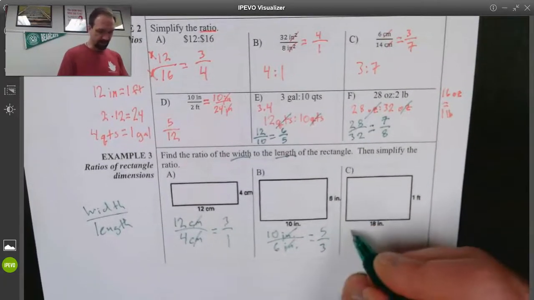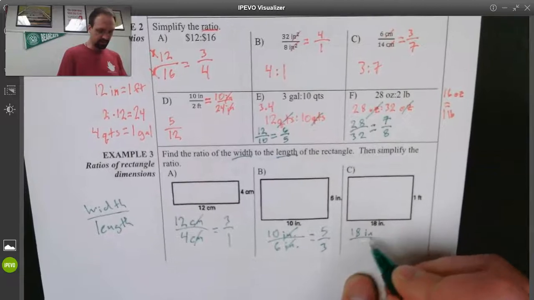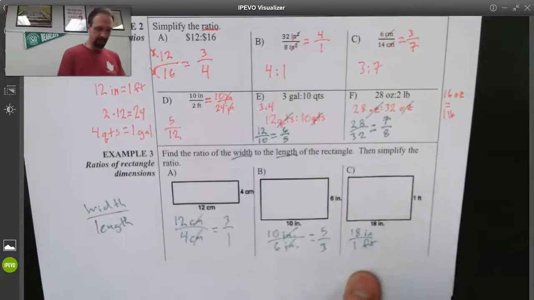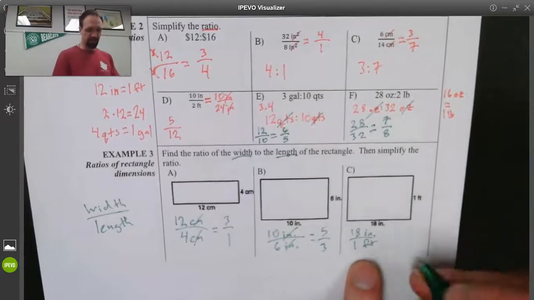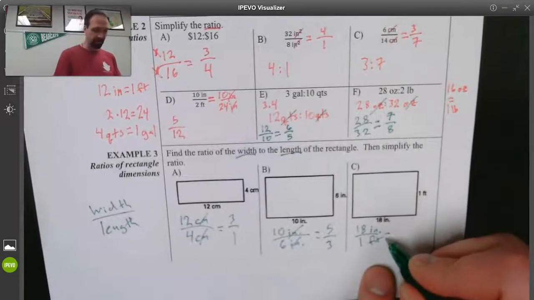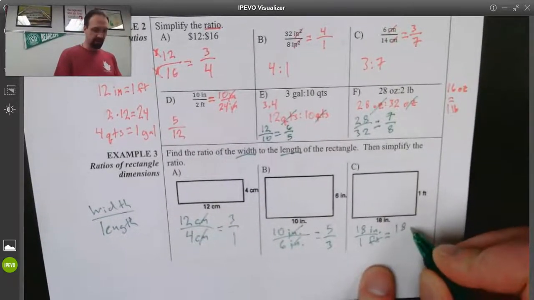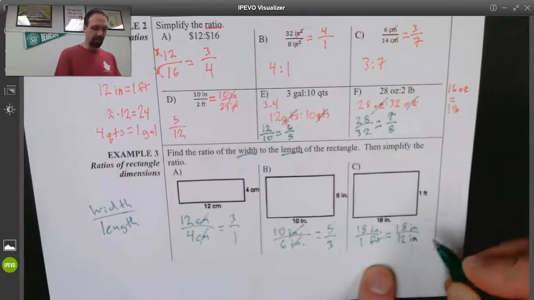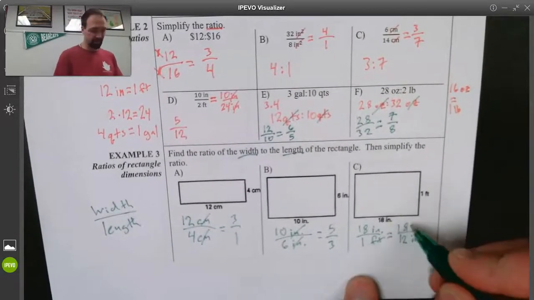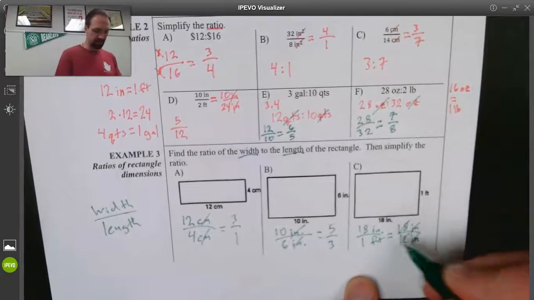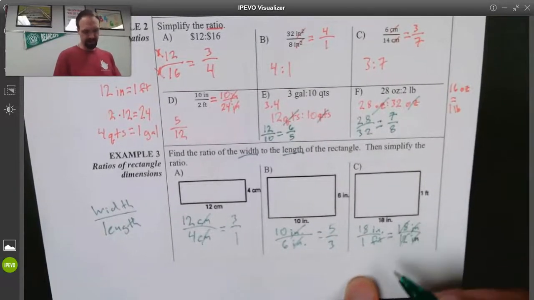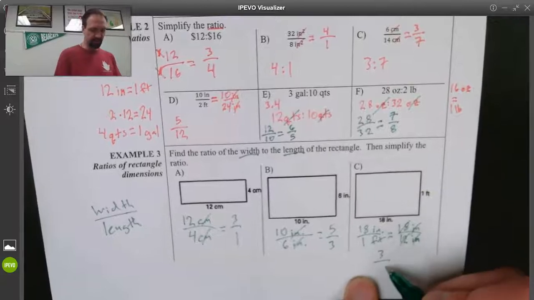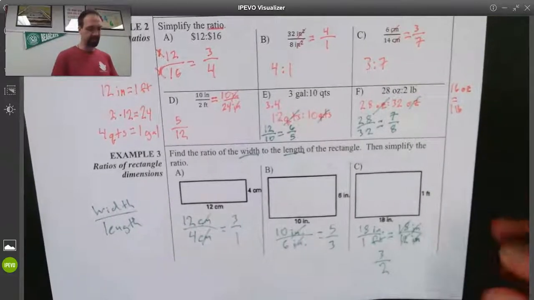And then here I have 18 inches over 1 foot. Wait a second. Can't have inches to feet. We need to convert. So let's convert the feet to inches as well. So this is the same as if I had 18 inches over 12 inches. Now I can reduce. 6 goes into both of those evenly, and those simplify too. 6 goes into 18 3 times. 6 goes into 12 twice. So that gives me 3 over 2.